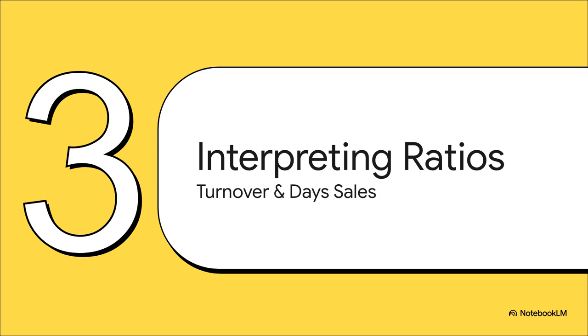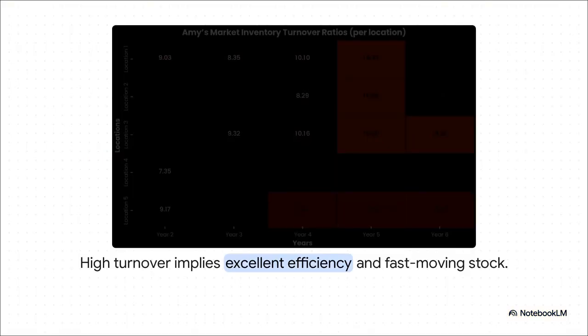Okay, section 3, interpreting turnover and days. Let's shift away from the textbook math and step into some real CPA-level analysis by exploring what these numbers actually tell us about a business. Consider the data we have from Amy's Market. This is a brilliant illustration of efficiency. If you look at year 5 in their data, you see these amazing high turnover rates across multiple locations. That implies the firm is moving product incredibly fast and isn't holding on to excess or obsolete stock. Generally, high turnover is fantastic. It means less of your capital is tied up sitting in a warehouse, you've got lower storage costs, and way less risk of your items expiring or going out of style.